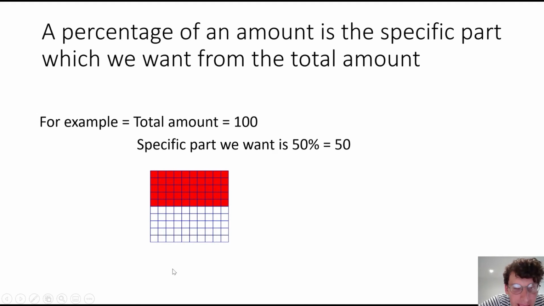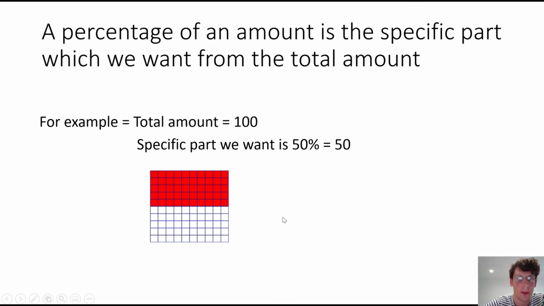Okay, so here we have our total amount of 100. The specific amount we want is 50%. So we are trying to work out what 50% of 100 is. It's quite easy to work this one out. We know that 50% is the same as 50 over 100, so 50% of 100 would be 50.